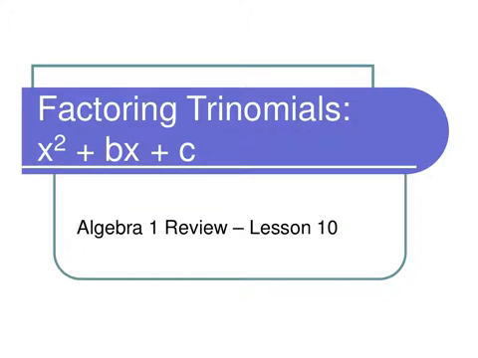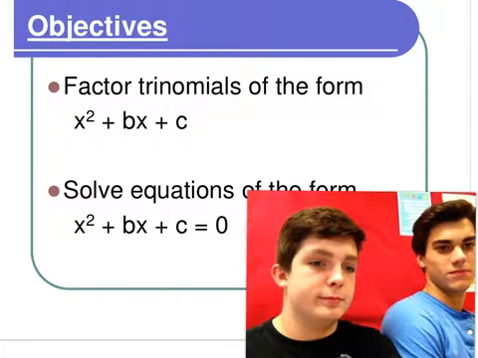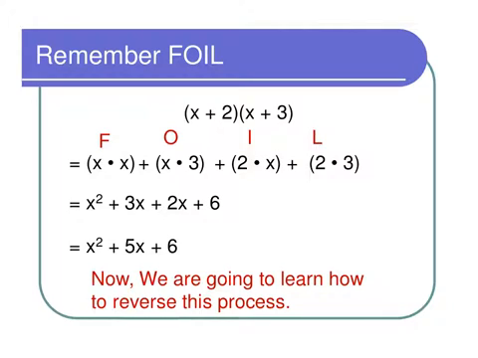Alright, lesson 10. It's a review of factoring trinomials, of the form x squared plus bx plus c. Alright, here's an example. If you'll remember earlier how we did with FOIL. And when we FOILed this out, we got a trinomial that looked like this. Now we're going to learn how to reverse this process. We're going to go from here to here.